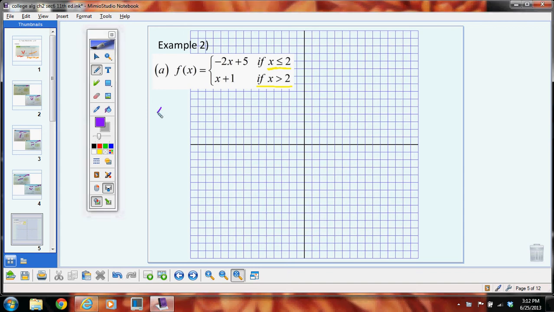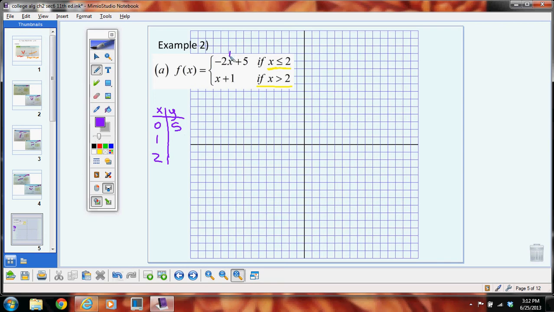So let's do our first one in purple. We're going to do an XY chart. I want to do at least 3 numbers, and it says x is less than or equal to 2. So I'm going to do 0, 1, and 2. Okay? Now, if I plug in 0 right here, negative 2 times 0 is 0, and 0 plus 5 is 5. So y would be 5.